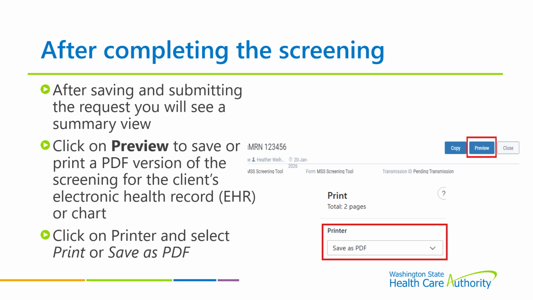From the summary view, click on Preview. After clicking on Preview, you will be taken to the print screen. Under Printer, you can choose to save the screening as a PDF in order to upload it into the client's file, or choose to send it to a printer to print the screening and then scan into the client's file. Each screening must be uploaded or scanned into the client's electronic health record or chart note.